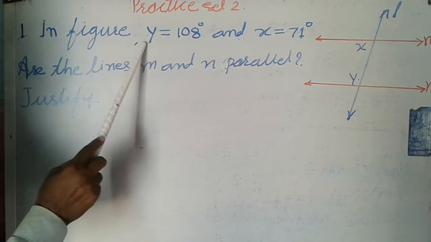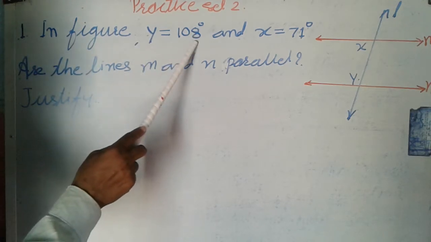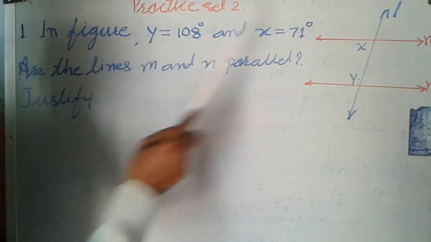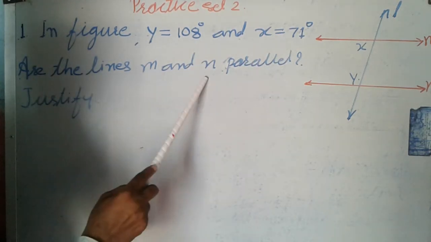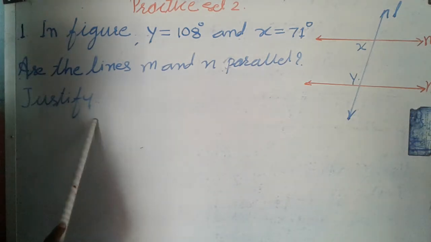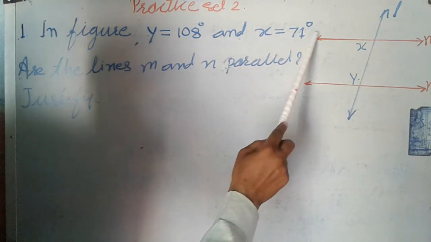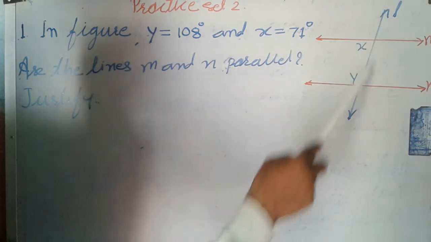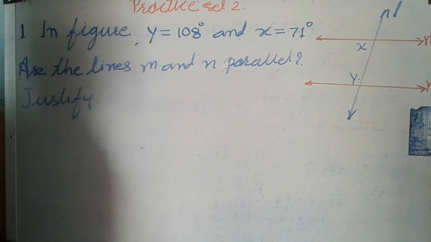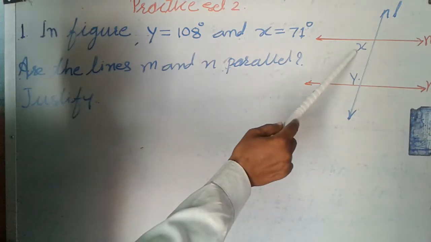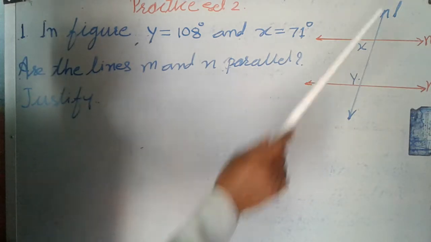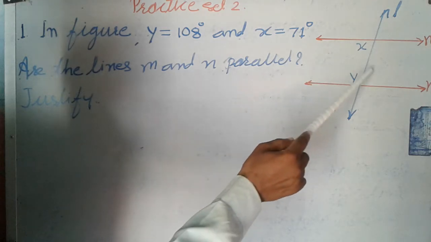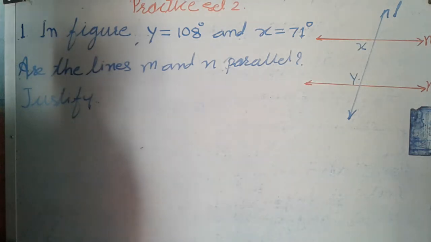In the figure, y is equal to 108 degrees and x is equal to 71 degrees. Are the lines M and N parallel? Justify. Line L is the transversal of lines M and N, and these two angles x and y are interior angles on one side of the transversal.